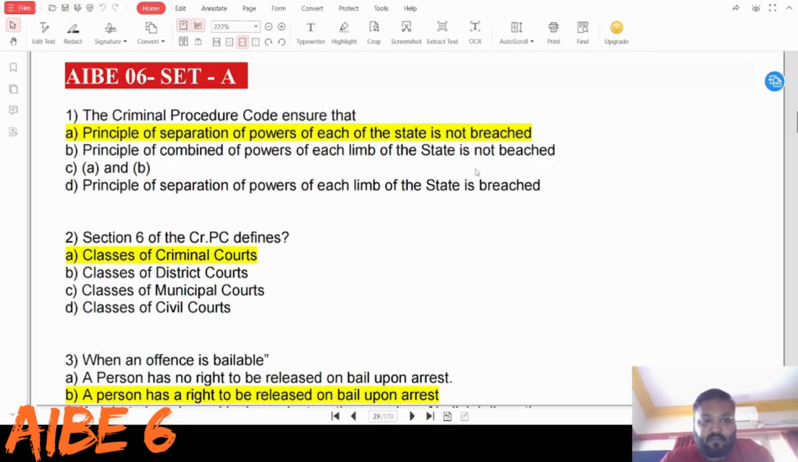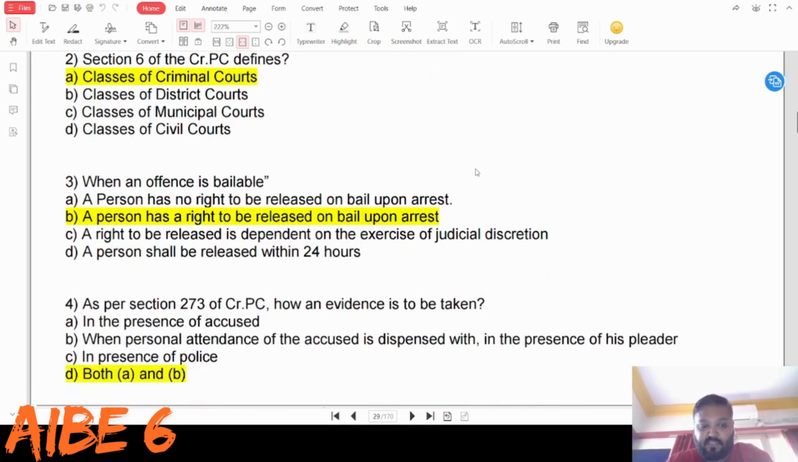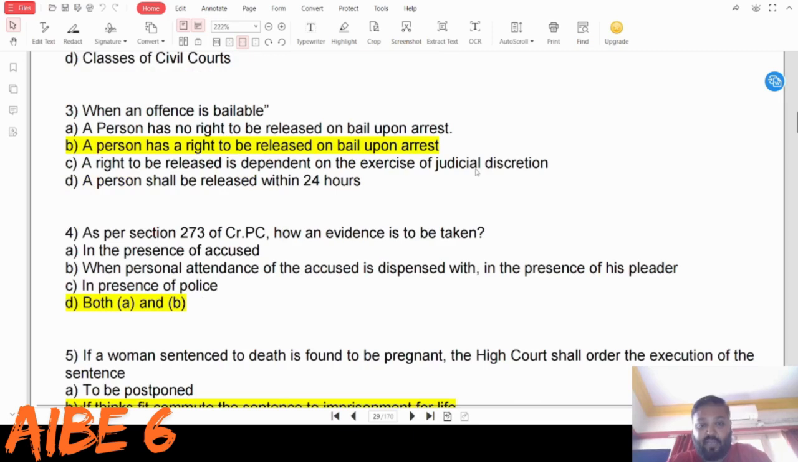This is AIBE 06 set A. First one, the Criminal Procedure Code ensures the principle of separation of powers of each of the state is not breached. Section 6 of the CrPC defines classes of criminal courts. Third one, when an offense is bailable, a person has the right to be released on bail upon arrest.